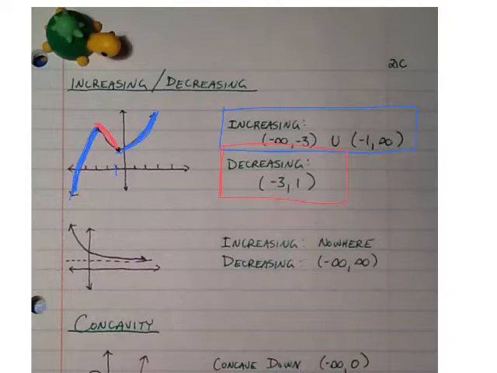Our second function, if we look closely, we see that it is always decreasing. Even though it's getting really flat, the further to the right we go, it's still decreasing. It's getting closer and closer to that asymptote. So we say the function is decreasing on all real numbers, or from -infinity to infinity, and that it's increasing nowhere.